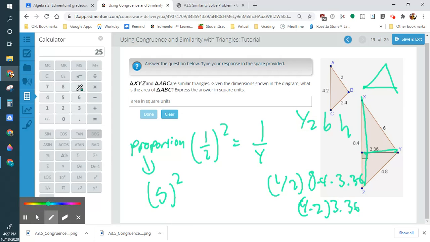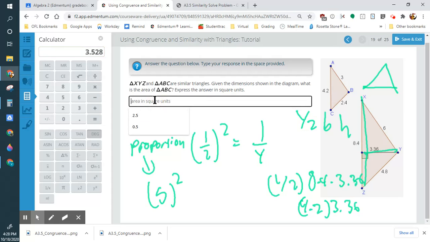So here I'm going to go back to my mouse mode. 4.2 times 3.36. And we want to divide this by 4 because it's not half of it. Half squared is a fourth. So we're dividing by 4. So I'm going to get 3.528.